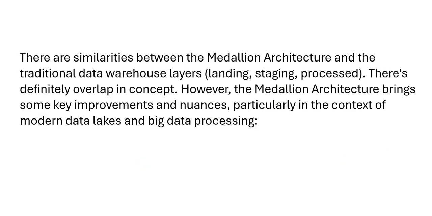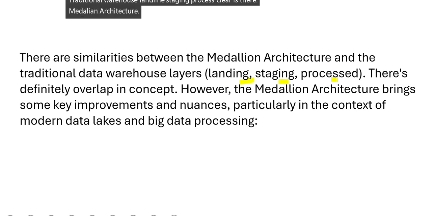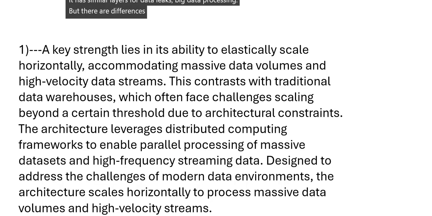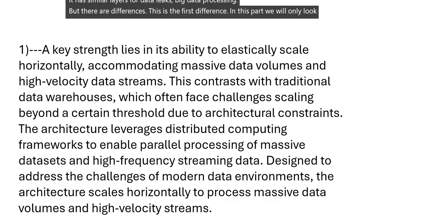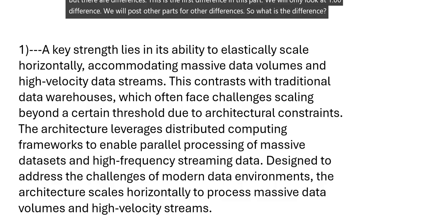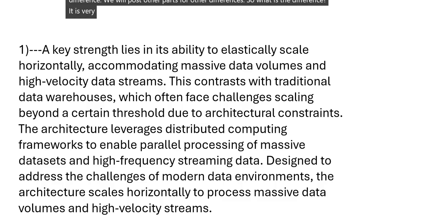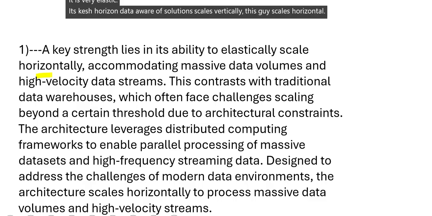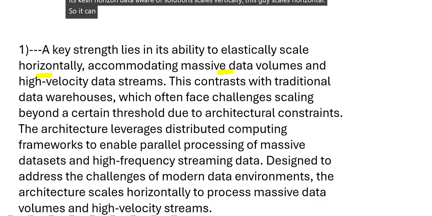See, in traditional warehouse, landing, staging, process layers are there. Medallion architecture has similar layers for data lakes, big data processing, but there are differences. This is the first difference. In this part, we will only look at one difference. We will post other parts for other differences. So, what is the difference? It is very elastic. It scales horizontally. Data warehouse solutions scale vertically. This one scales horizontally. So it can handle massive data volumes.